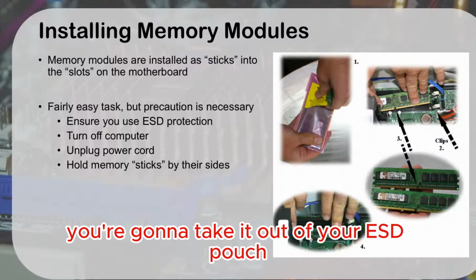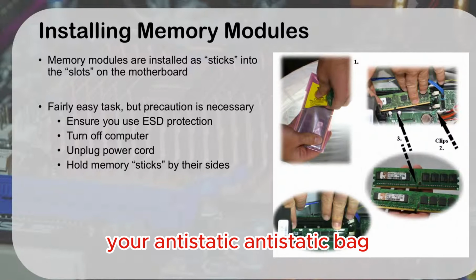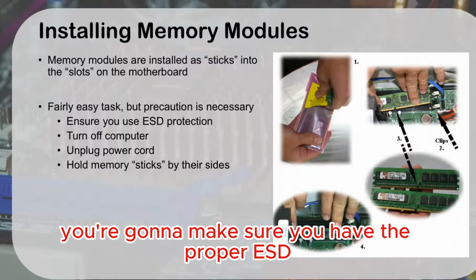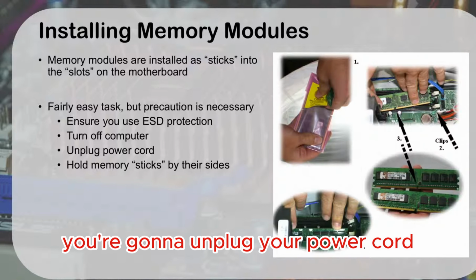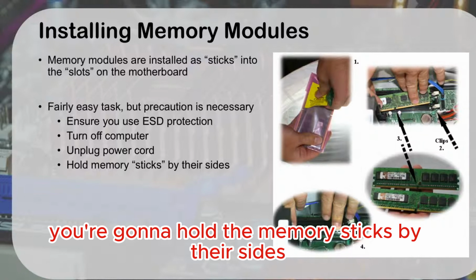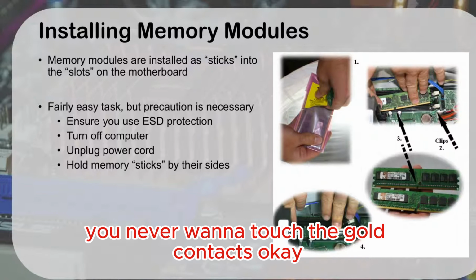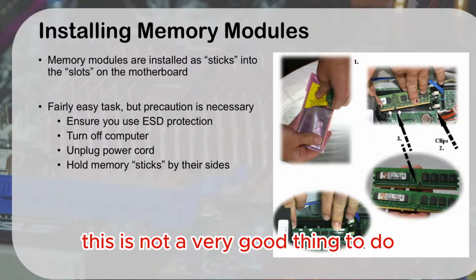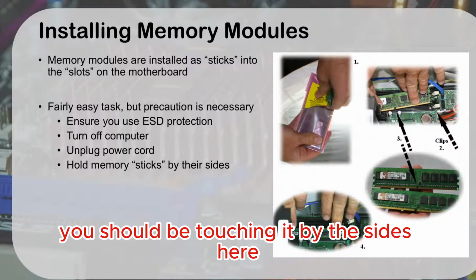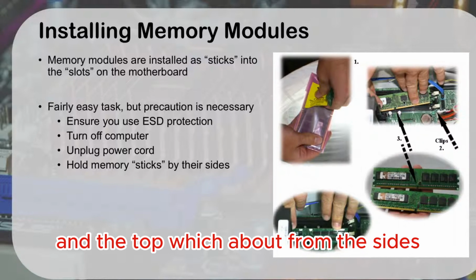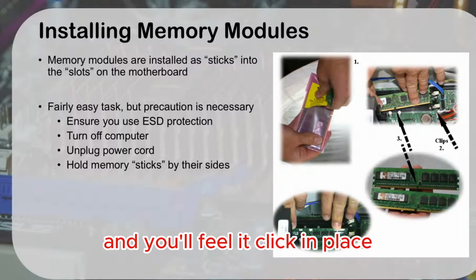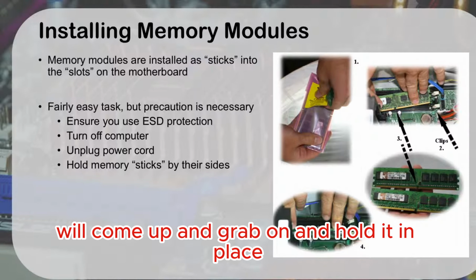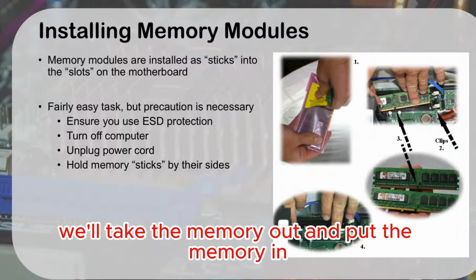What you're going to do is take it out of your ESD pouch, your anti-static bag. You're going to make sure your computer is turned off, make sure you have the proper ESD wrist strap on, and unplug your power cord. You're going to hold the memory sticks by their sides. You never want to touch the gold contacts, okay? This is not a very good thing to do. See how he's touching the side of it? You should be touching it by the sides here and the top. But you'll grab from the sides, put it straight in, and push down on the top, and you'll feel it click in place. When you do, those little plastic slot flags on the side will come up and grab on and hold it in place. And we'll do this during our lab. We'll take the memory out and put the memory in.